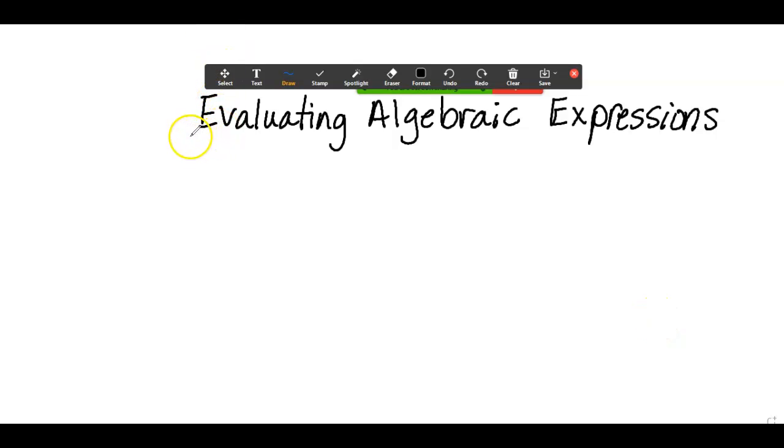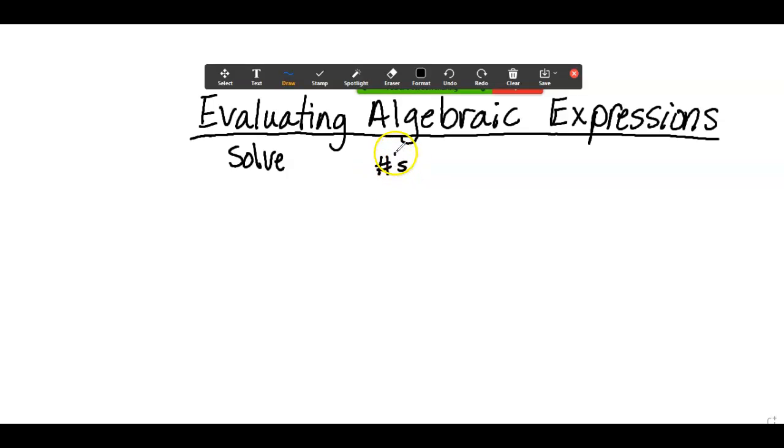So today we are going to be evaluating algebraic expressions. So let's talk about what those words mean. Remember, evaluating really just means solve. Algebraic means there's numbers, operations, and variables. And an expression is a number sentence without an equal sign.